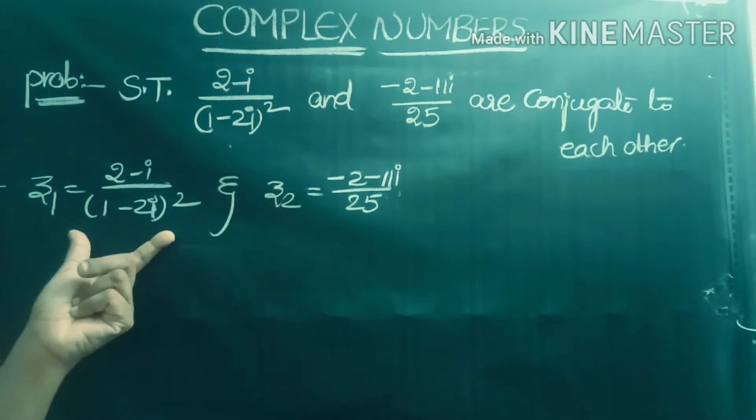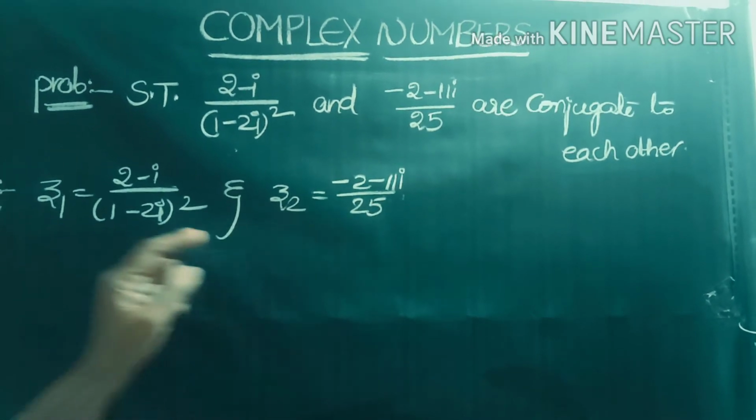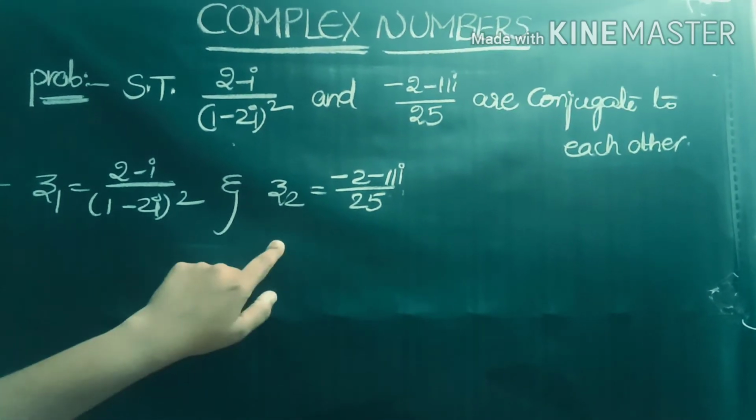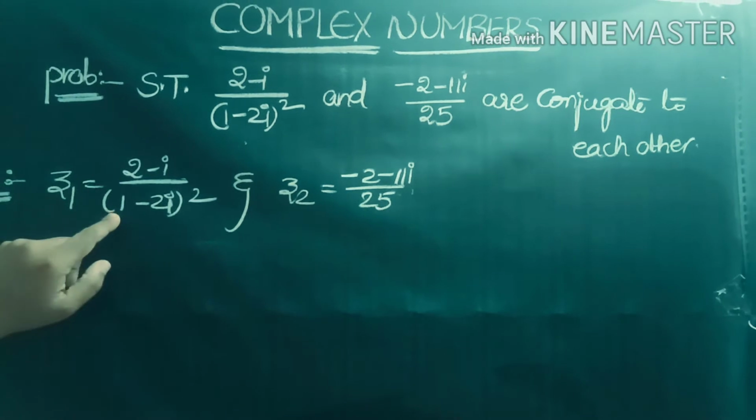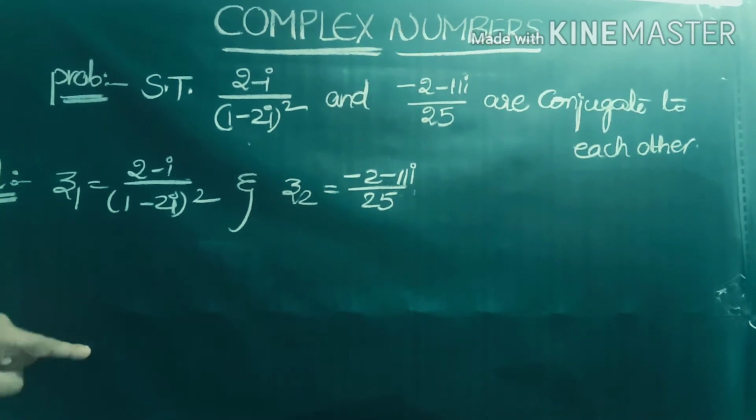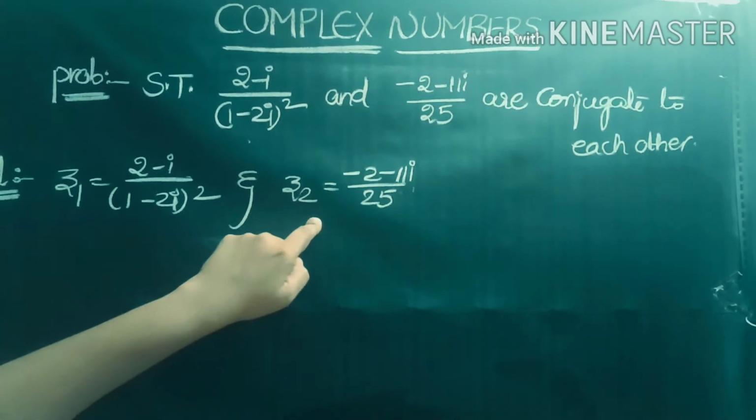z1 is equal to the first complex number and z2 is equal to the second complex number. Now we want to show that these two are conjugate numbers. Conjugate numbers means the conjugate of the first complex number is equal to the second complex number.